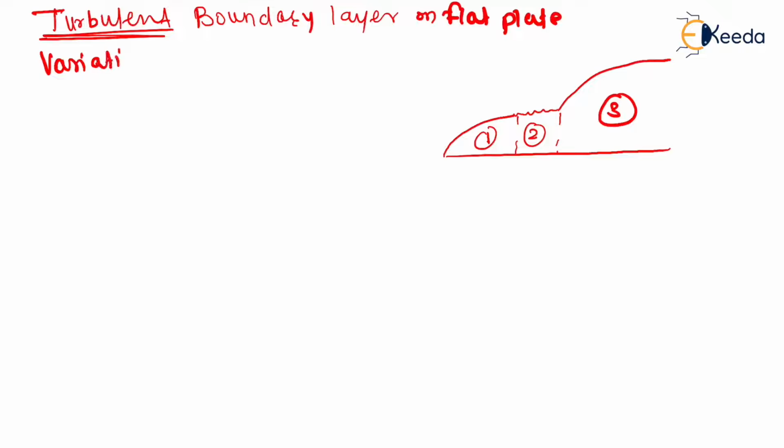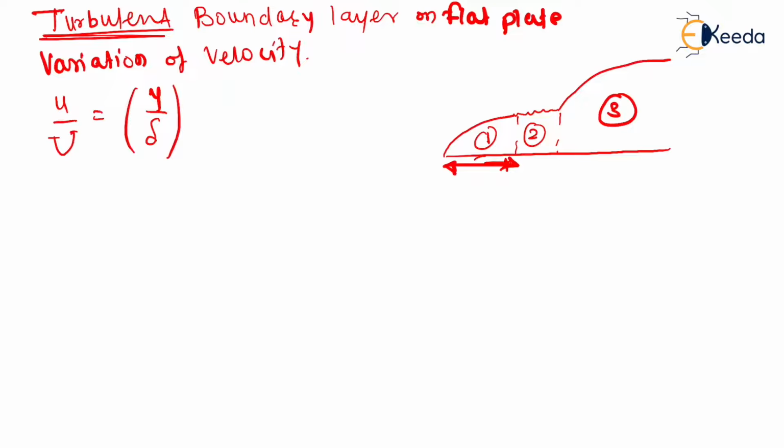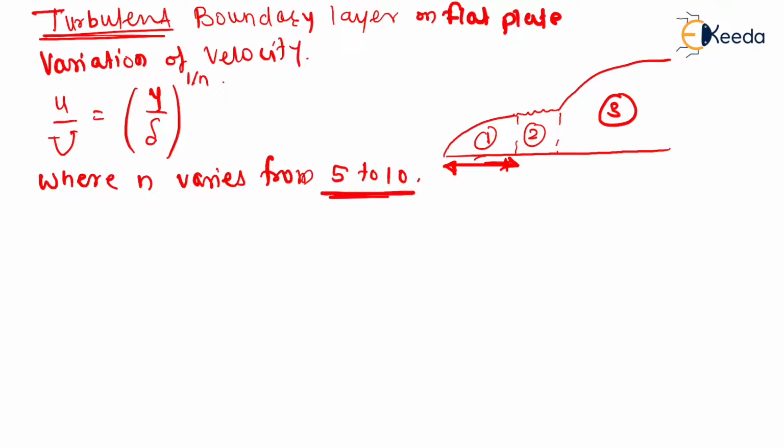That is, the turbulent boundary layer zone. So the variation of velocity, small u upon capital U, was y upon delta in the case of the first, that is the laminar region, but it is having some power. I will call that power 1 upon n, where n varies from 5 to 10. So the relation is small u upon capital U is y upon delta raised to power 1 upon either 5 or 1 upon 6 up to 1 upon 10. If we have some power like this, then it is clear that we are talking about the third region, that is the turbulent boundary layer.